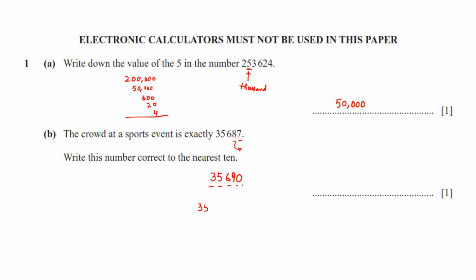Usually the students make a mistake. They say 35,680. This is wrong. This is not the right answer. The right answer is 35,690.